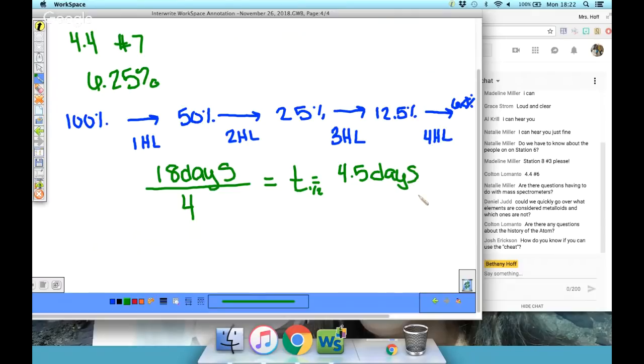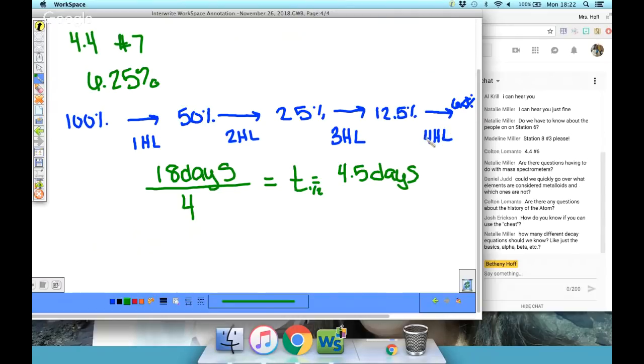How do you know when you can use a cheat? You can use a cheat when your percentage is one of these nice round numbers. Notice that the cheat can be used when we have things like 100, 50, 25, 12.5, 6.25. If you're given a percentage like 10%, that's somewhere in between, so your half-life isn't going to be a nice, straightforward answer. So you want to make sure that you know these ones.